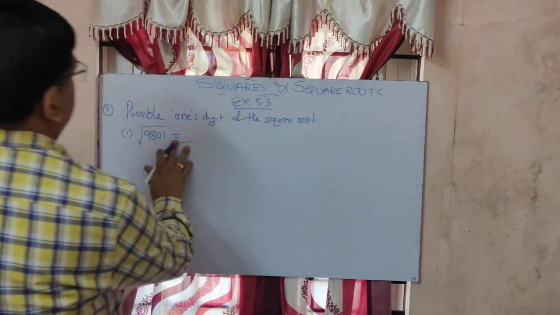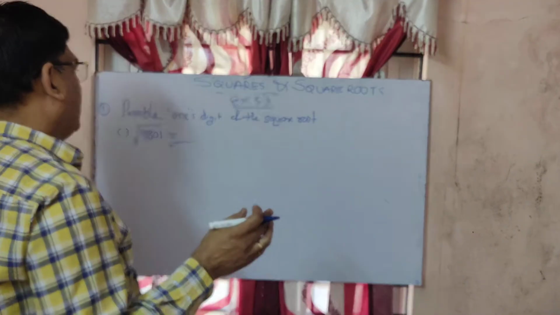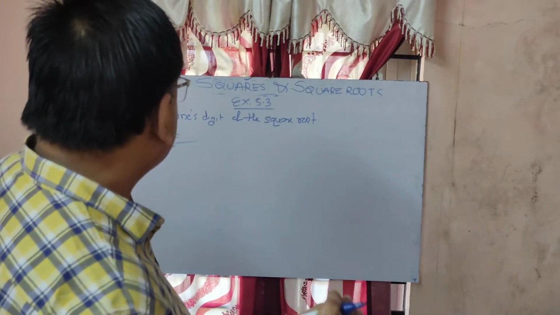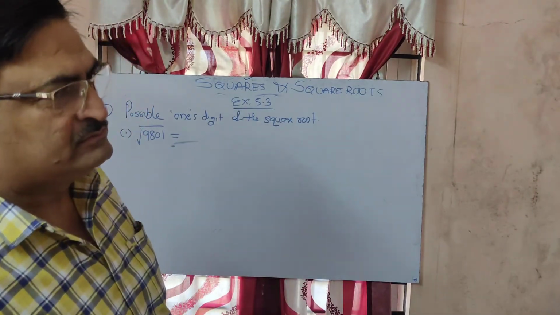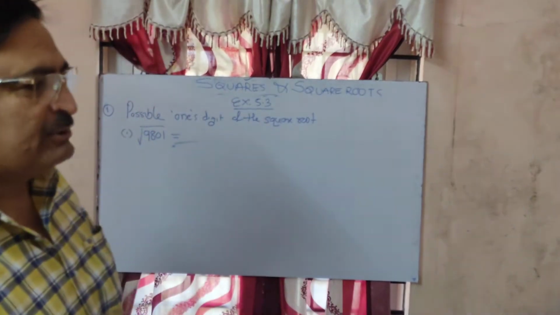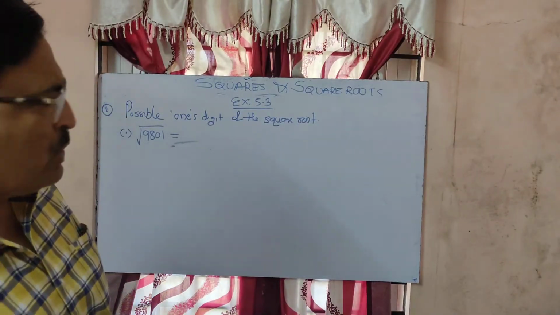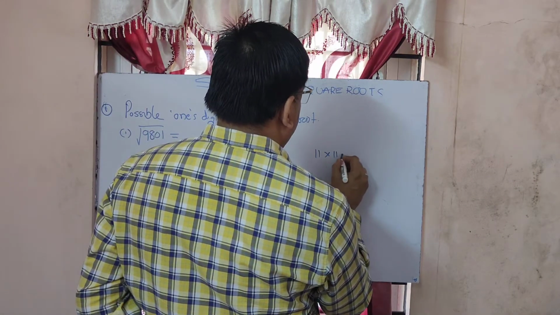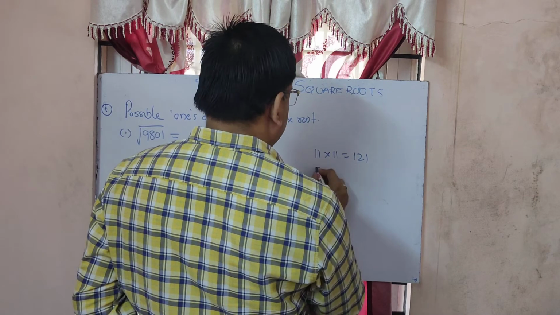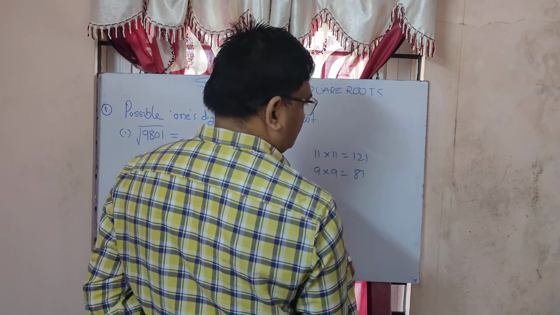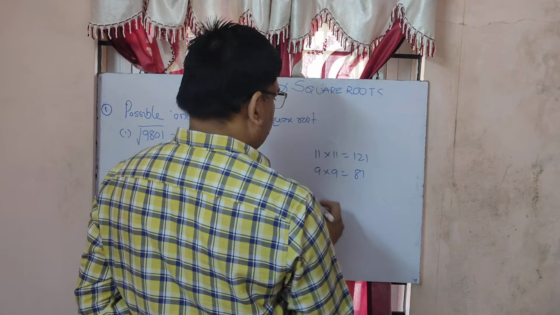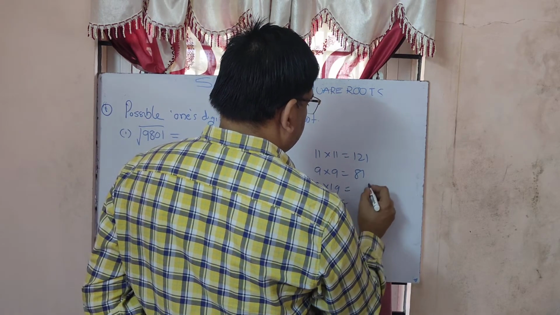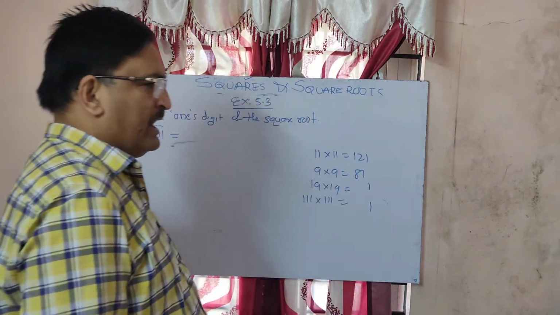So what could be the possible square root, and you only have to tell the ones digit. They are asking just possible. What could be? For example, 11 into 11 is 121, isn't it? 9 into 9 is 81. I told you, 19 into 19, 11 into 11. The end number is always 1.